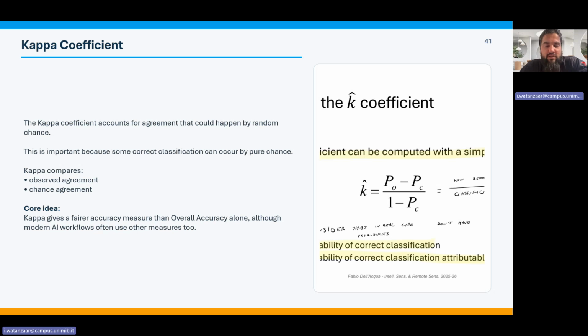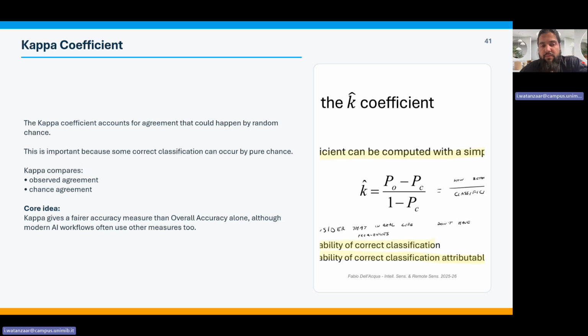And I told you this will be a longer session, but we're almost at the end. The kappa coefficient is one of the most important things in this assessment, and it's usually used in remote sensing. The kappa coefficient accounts for the agreement that could happen by random chance. This is important because some correct classifications can occur by pure chance also.